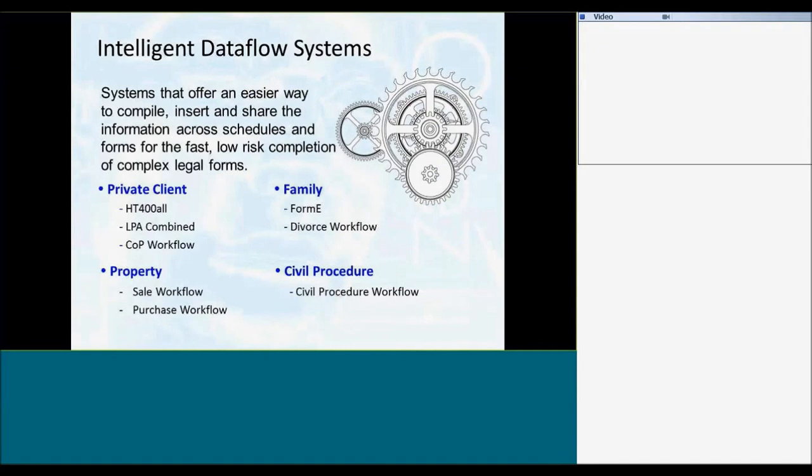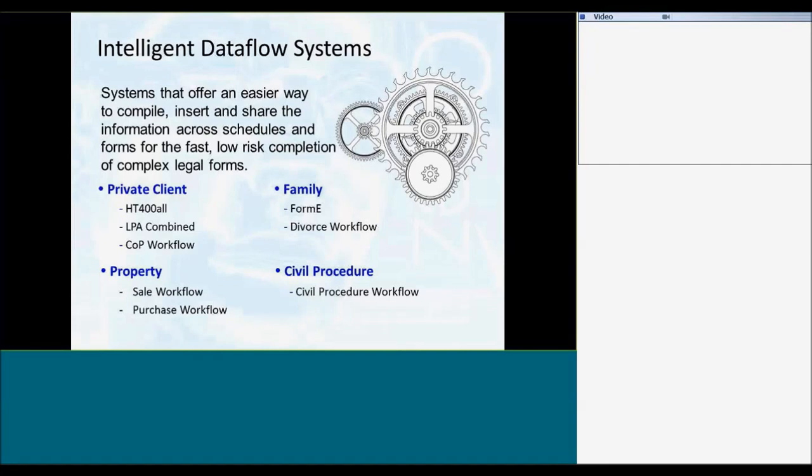So when I mentioned that we've introduced systems, these systems are where you enter the information once, and the information flows into all the relevant forms that are required for that particular application. For example, in private client, with the IHT 400 All, there's all the calculations for the IHT 400, and the IHT 400 All is the IHT 400 and all of the forms that are required for the completion of the inheritance tax. There's all the calculations, and you calculate the tax that's due on the estate.